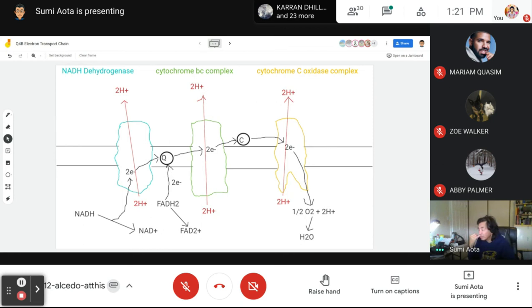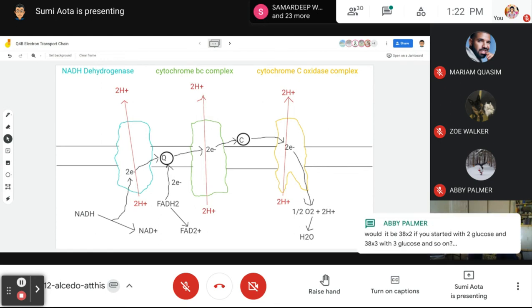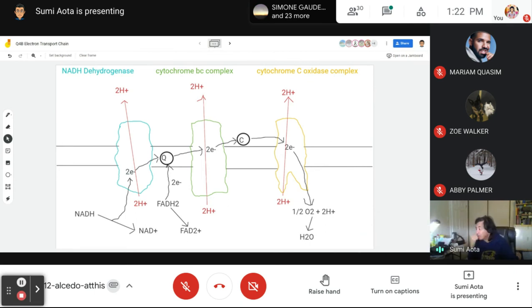That's more than enough to run the cells of a multicellular organism like you. And that's why we do this. This is also why we are so reliant on O2. This is what gets shut down. If someone gets cyanide poisoning, cyanide basically sits on this complex and prevents electrons from moving off onto oxygen. Exactly, Abby.